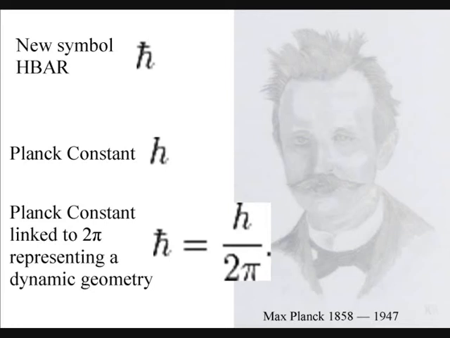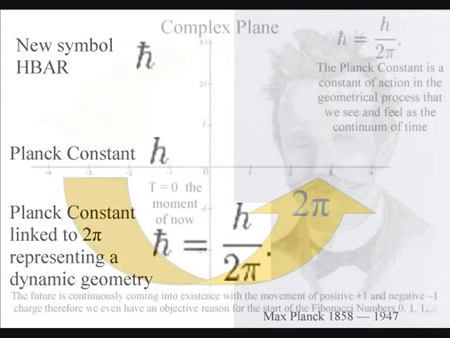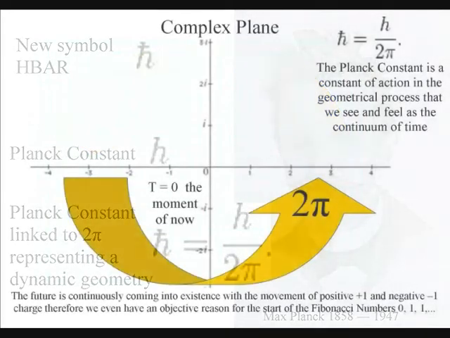If we start at the smallest scale, with the Planck constant, we find it is very often linked to 2π. This happens so often in quantum mechanics that a new mathematical symbol was created called h-bar to represent the Planck constant divided by 2π. In this video, instead of making new mathematical symbols, we are going to explain a geometrical process that the maths is based upon.